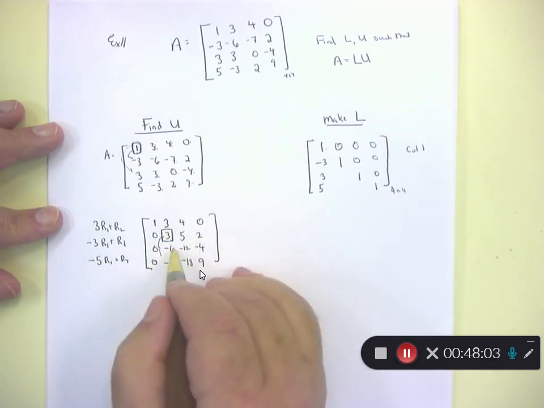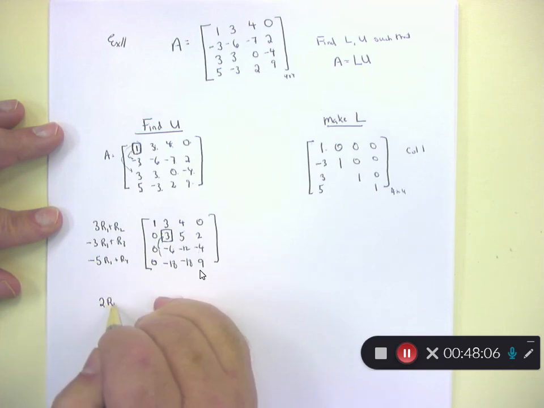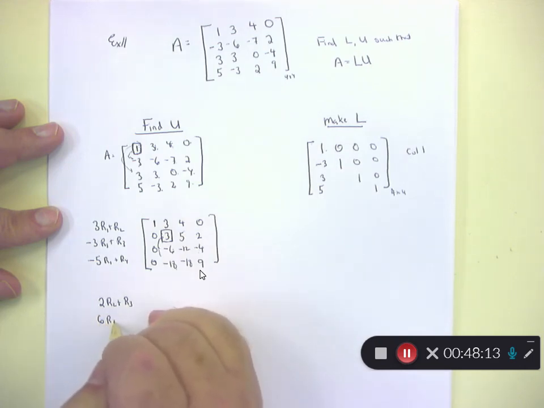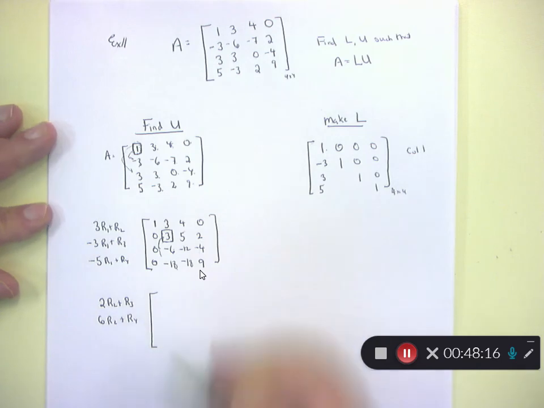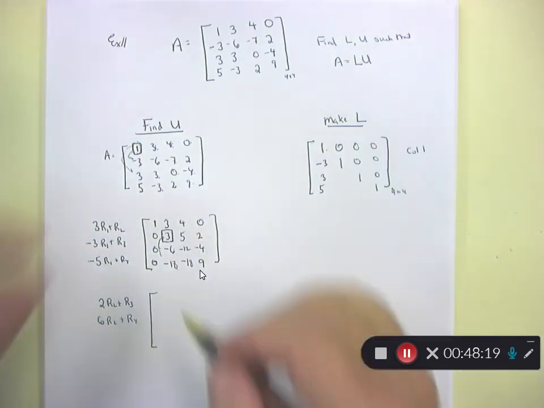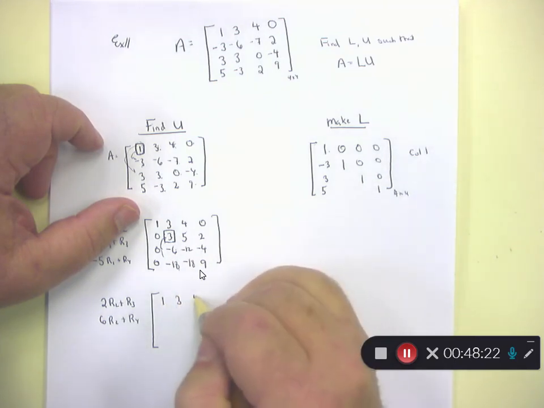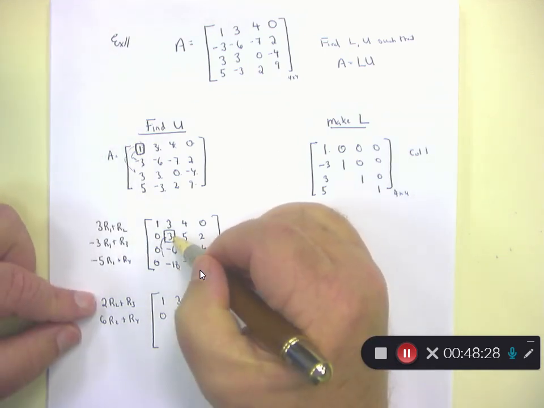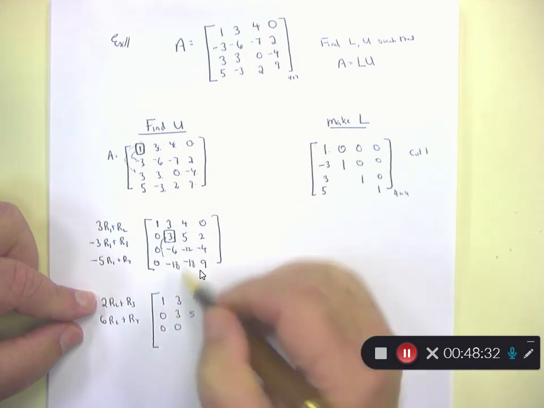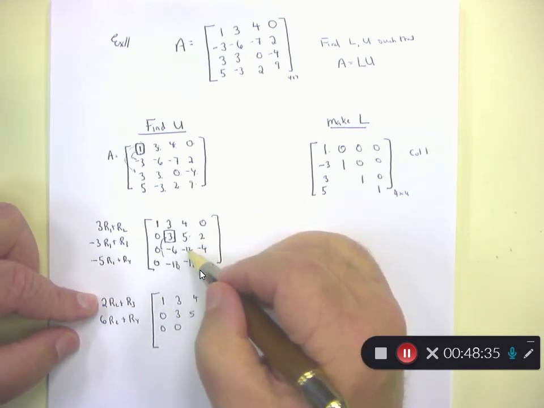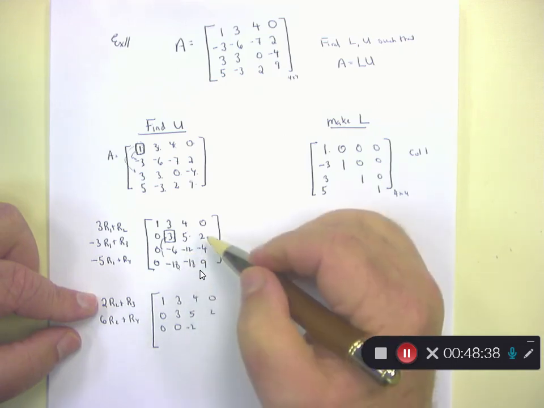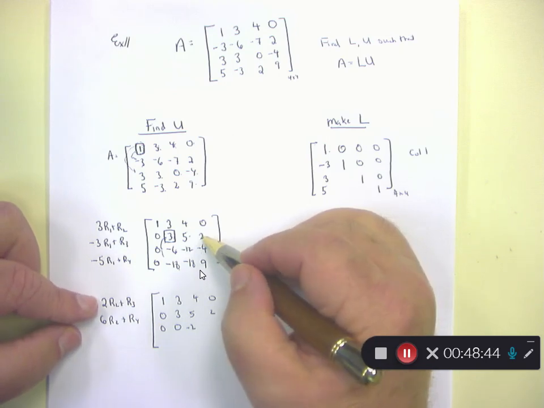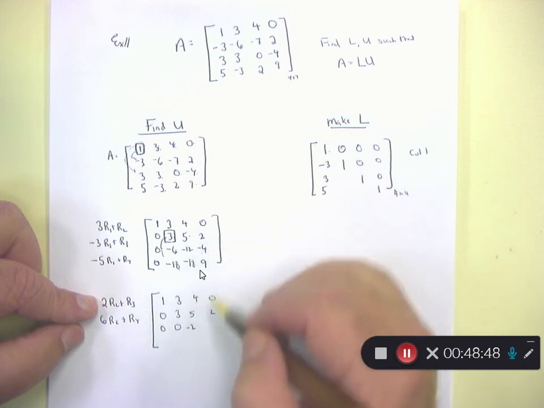So to kill off a 6 from a 3, I'm going to multiply by 2. 2 times row 2, add it to row 3. And to kill off an 18, I'm going to multiply by what? 6 times row 2, add it to row 4. Okay? So the top row stays the same. 1, 3, 4, 0. Second row stays the same. 0, 3, 5, 2. Now sweep down. 2 times 3 is 6 plus -6 is 0. So I get 0, 0. 2 times 5 is 10 minus 12 is -2. And 2 times 2 is 4 plus -4 is 0. Agreed?